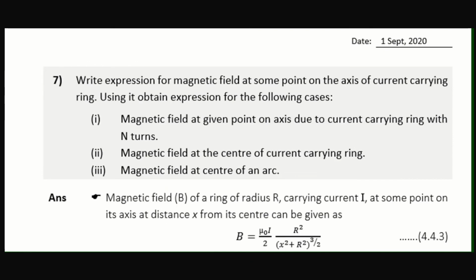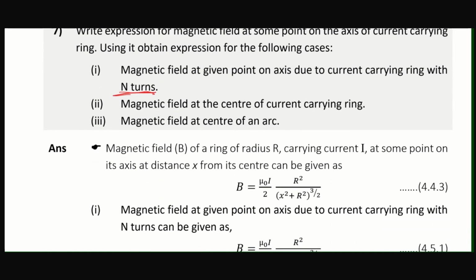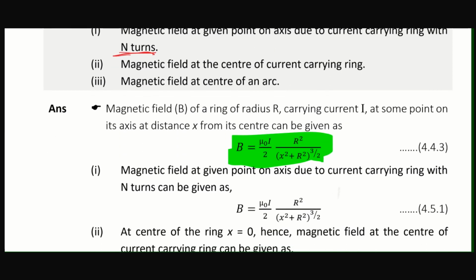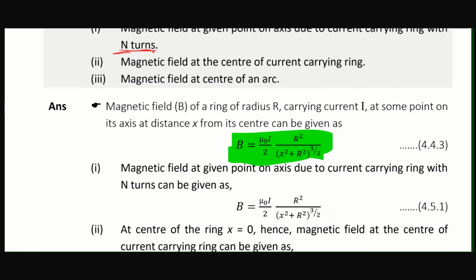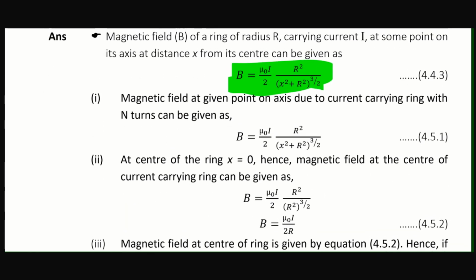These are the special cases. First, magnetic field at a given point on the axis due to a current carrying ring with N turns. Very easy. What difference does it make if you have N turns? You say this is the formula, and you just have to multiply it with N. So when you have N turns, put an extra N here and you are done. There is a printing mistake, you can correct it. Add one N here, and this is the formula.